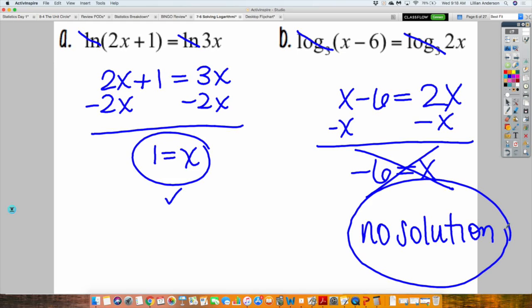You cannot take the log of a negative number. So there's no value for x that you can plug in where you're going to get them equal to each other. That's how you solve a logarithmic equation. Questions?